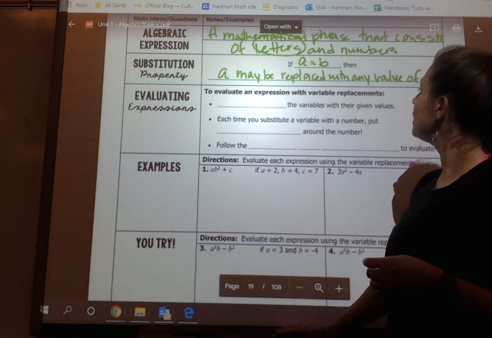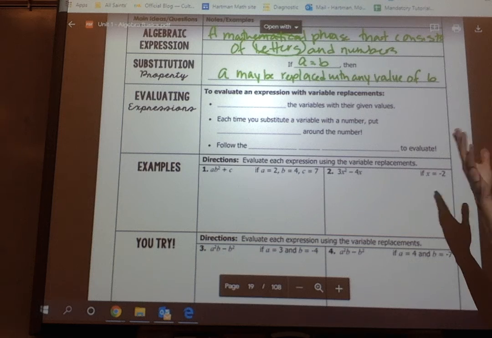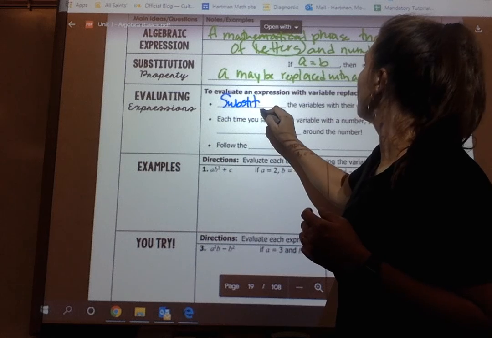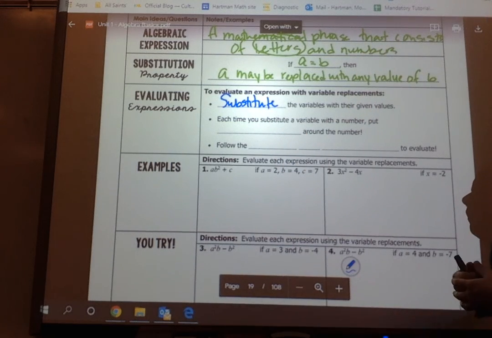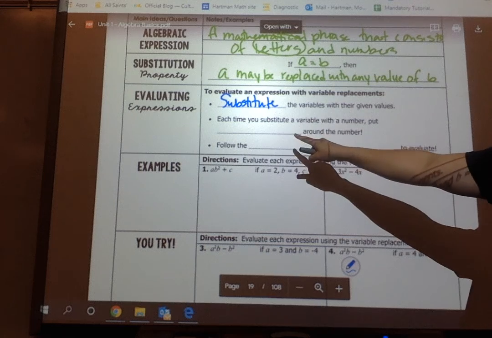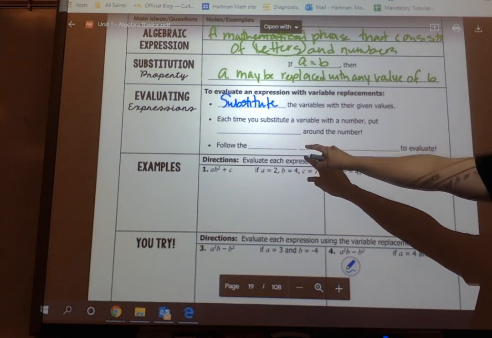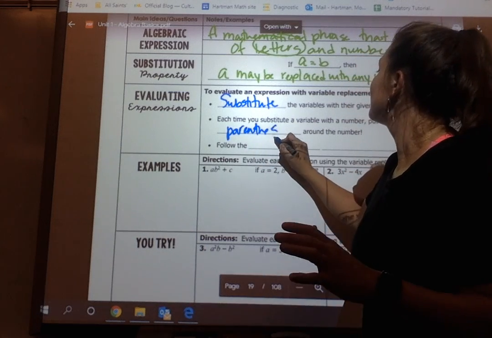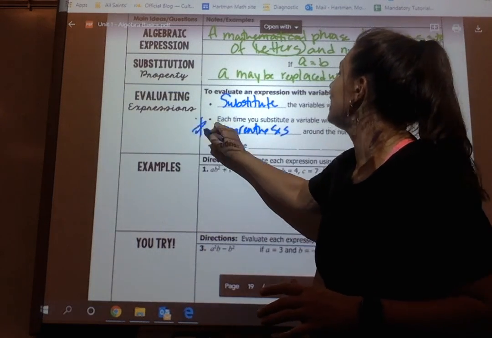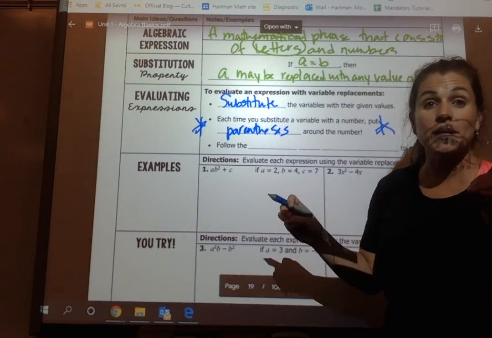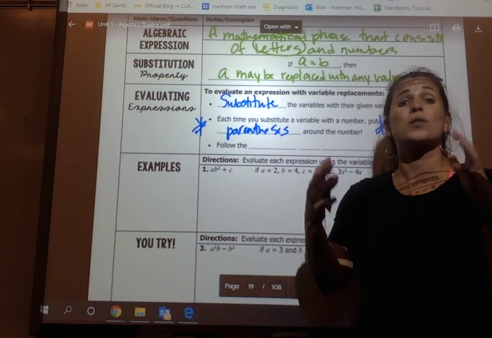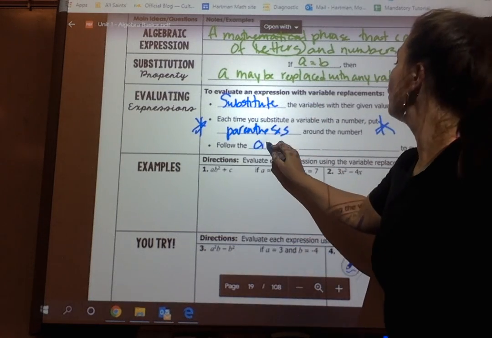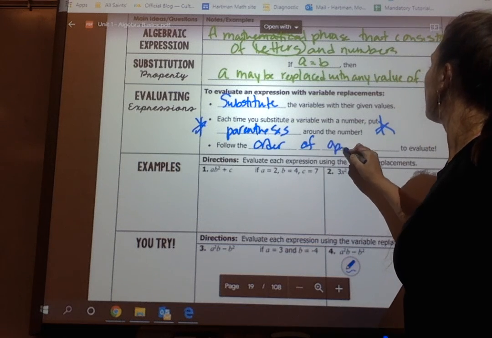So to evaluate an expression with variable replacements, you are going to substitute the variables with their given values, and then each time you substitute a variable with a number, put parentheses around the number. Highlight that. You're going to see this time and time again in algebra. Almost one of the most important rules is put parentheses around what you're evaluating. And then you follow order of operations.